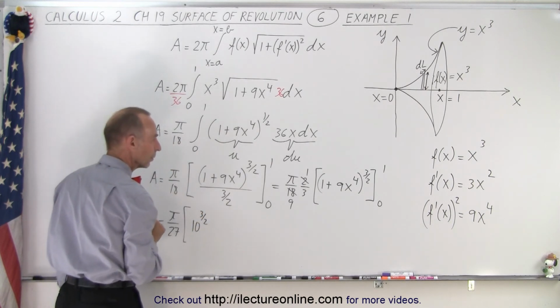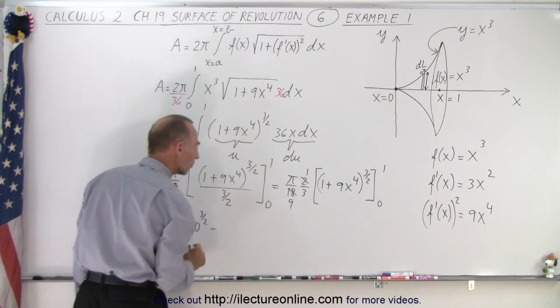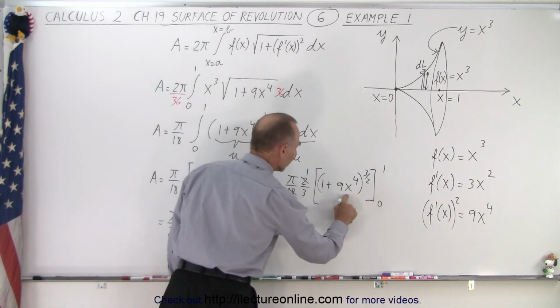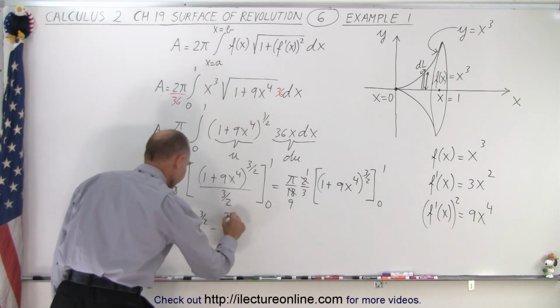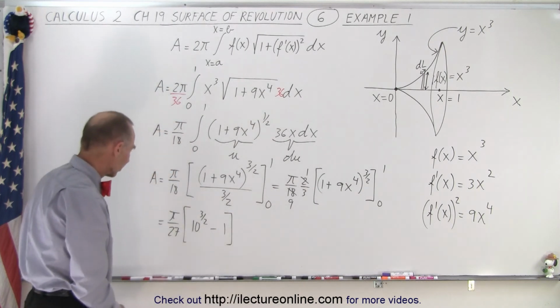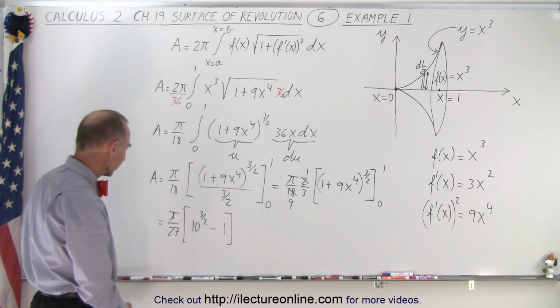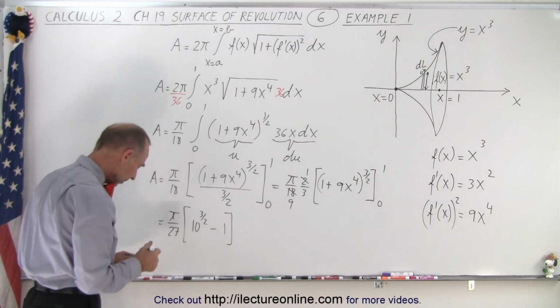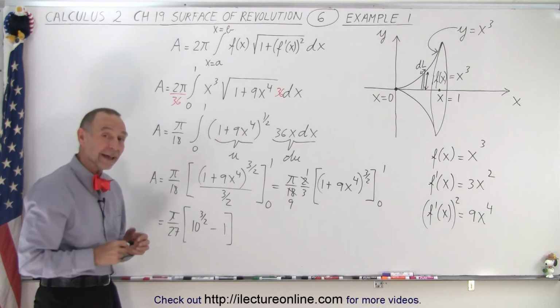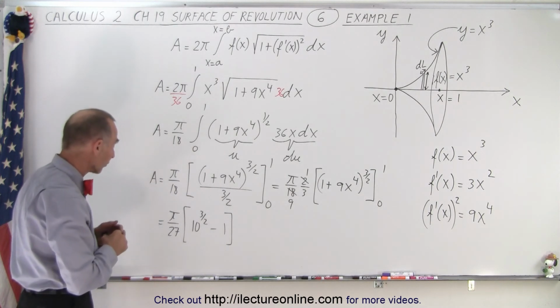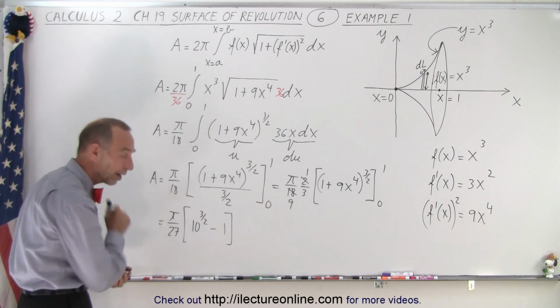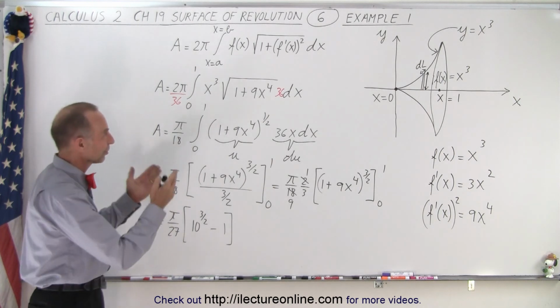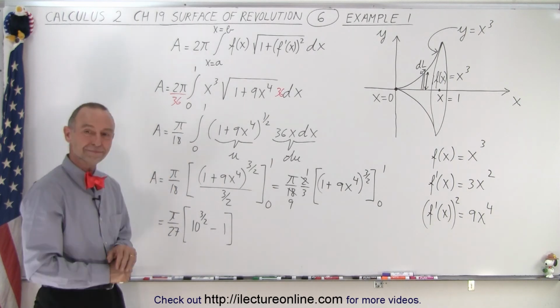And, well, it didn't come out very nice, unfortunately. When we plug in 0, we get 1 to the 3/2 power, which is 1, and so that is minus 1. And unfortunately, unless we grab a calculator, we can't simplify that easily, so we'll probably just leave it as that, as the final answer, pi over 27 times 10 to the 3/2 power minus 1. And that is how we find the area of revolution of that particular object.